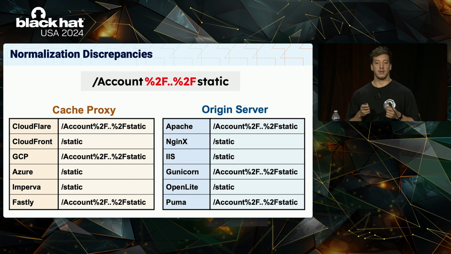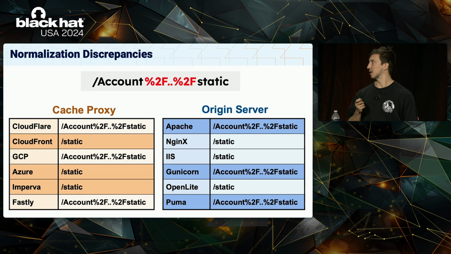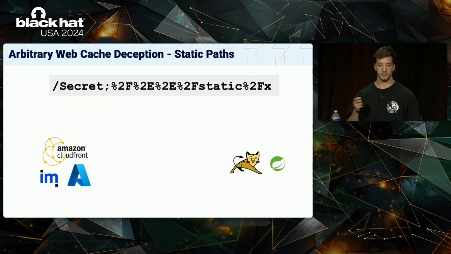Now, we are going to see which kinds of servers and proxies are normalizing the request, because that's what we need. So in this table, you can see that CloudFront, Azure, and Imperva are all normalizing the URL before using the path, and therefore they can all be used to exploit these kinds of vulnerabilities when the backend is using a special delimiter.